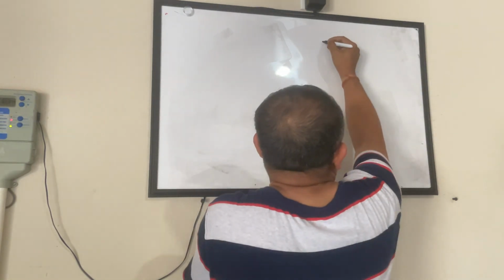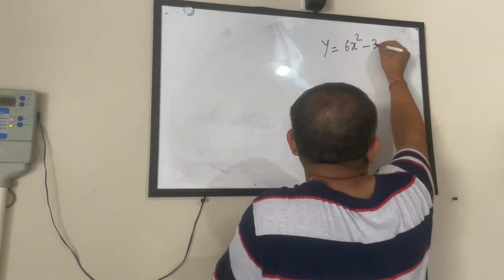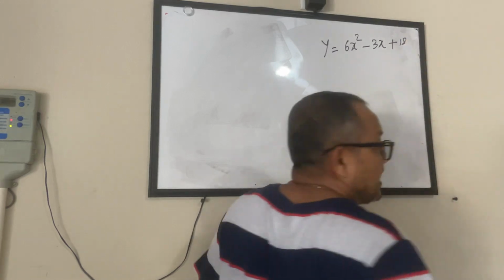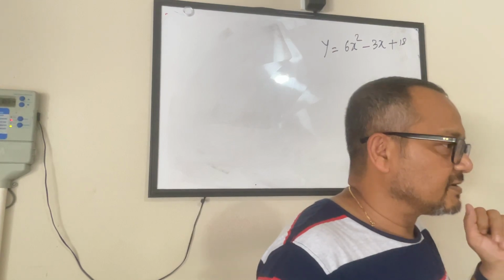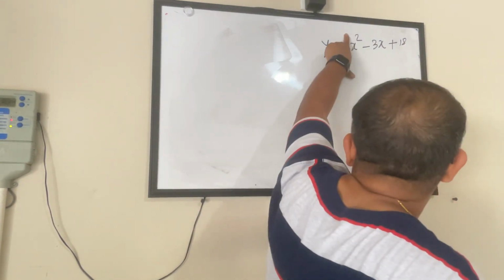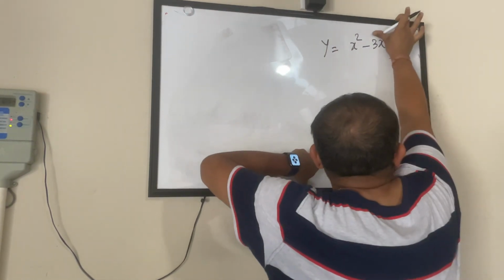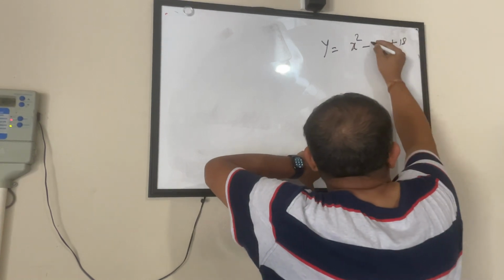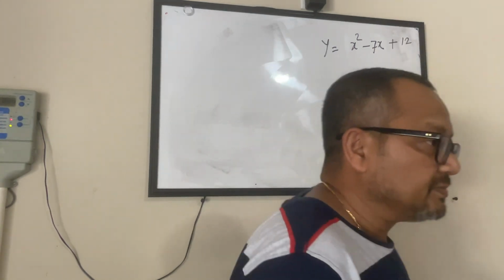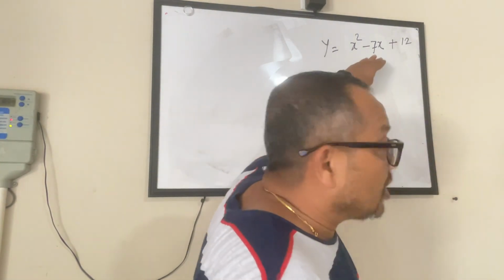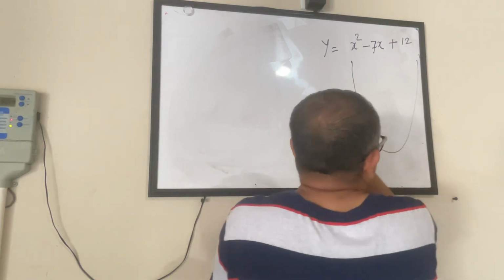Now let's say I have an equation for a parabola as y equals 6x squared minus 3x plus 18. My question to you guys is, find the coordinate for the vertex. Can you guys find the coordinate for the vertex? Let's try doing it together.